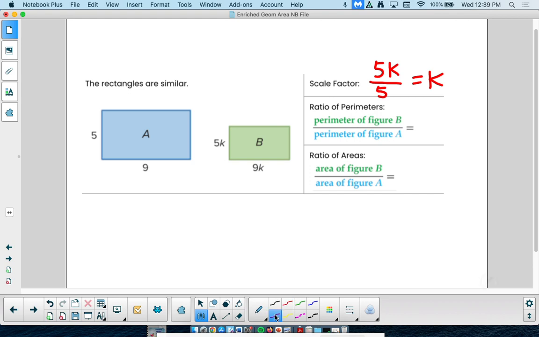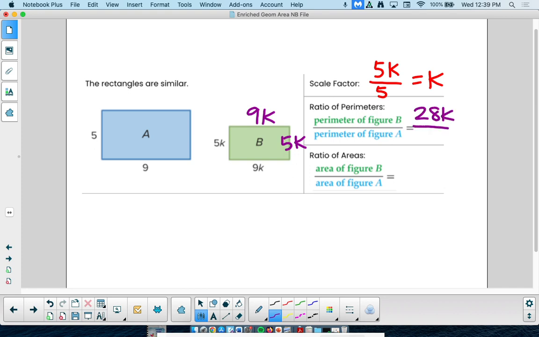Now we want to look at our perimeters. So this looks like it's a rectangle. This should probably give us more information, but we know that opposite sides are the same here. So what would the perimeter of B be? Right, should be 28 if we add them all up. So 28K.